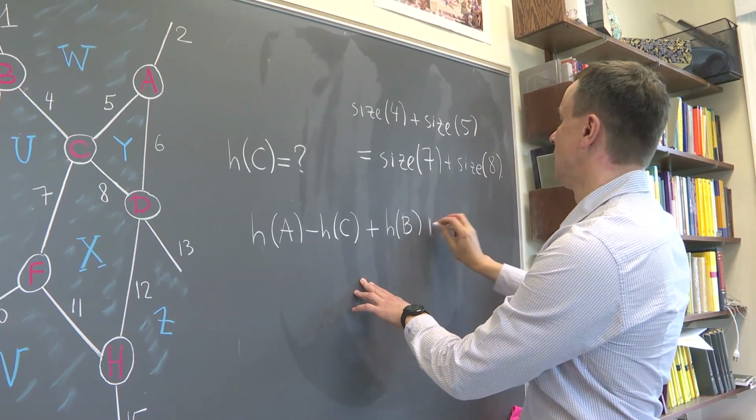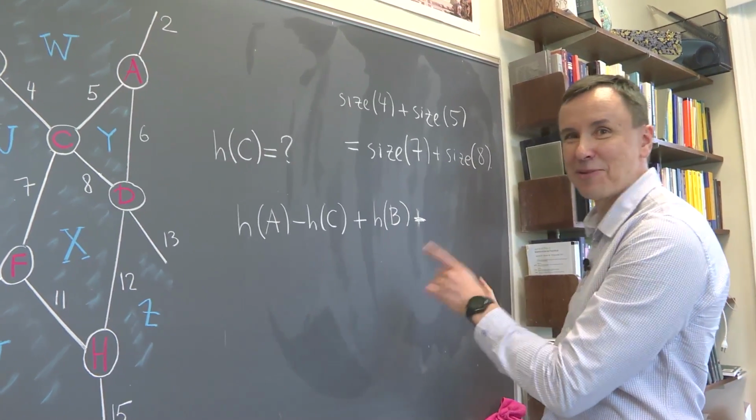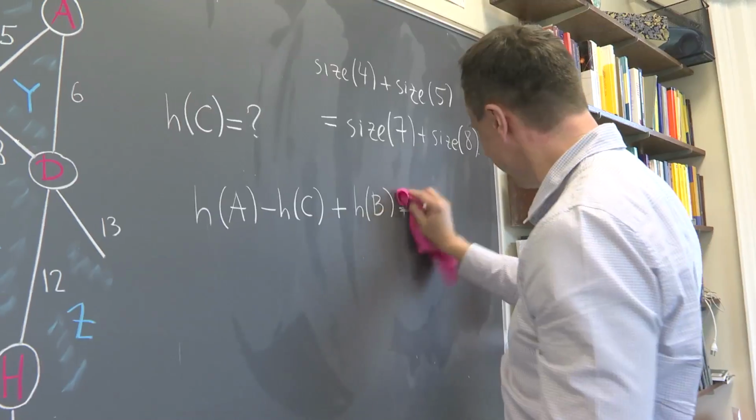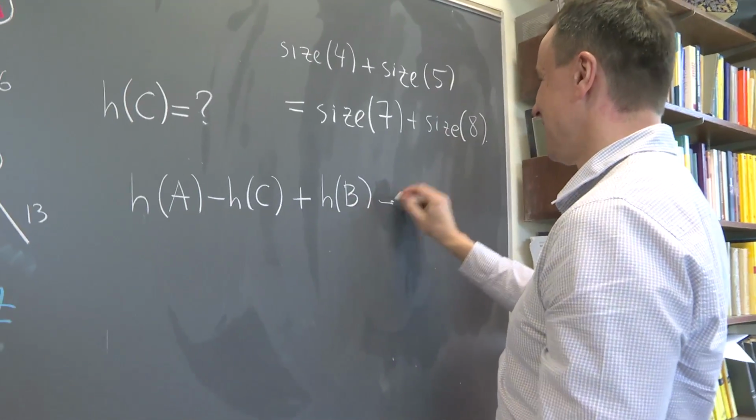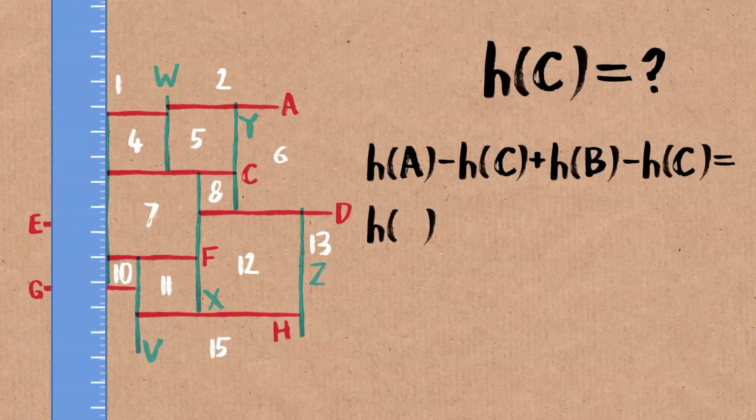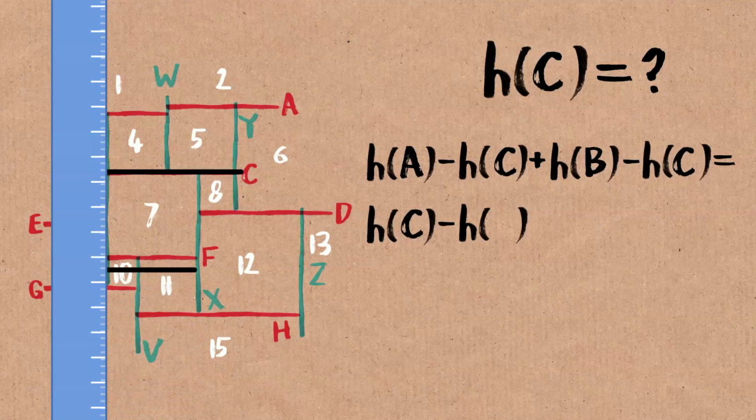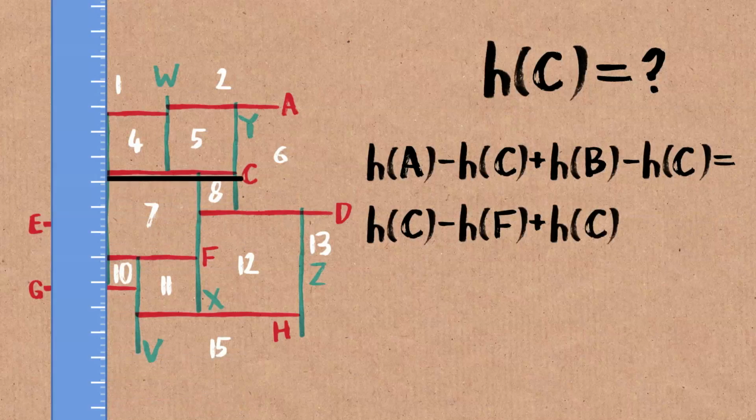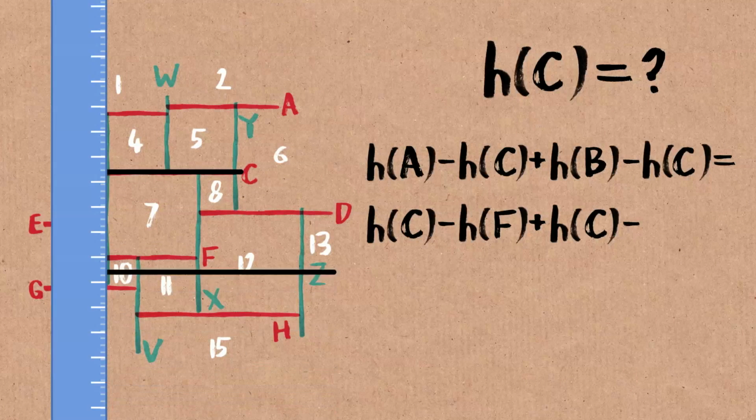minus, this is what the brown paper is good for. That's all right. Minus the height of C, and that is equal to the height of C minus the height of F, plus the height of C minus the height of, so the other thing is D.